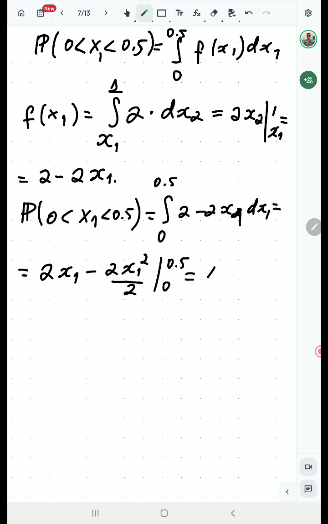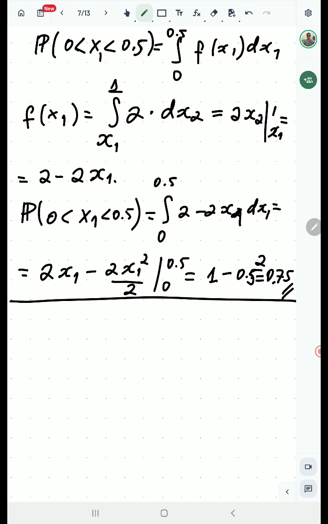That is going to give you 1 minus 0.5 squared, and if you plug in 0, it's 0. So basically this is the answer. 1 minus 0.5 squared is going to be equal to 0.75. Okay, that is the probability.